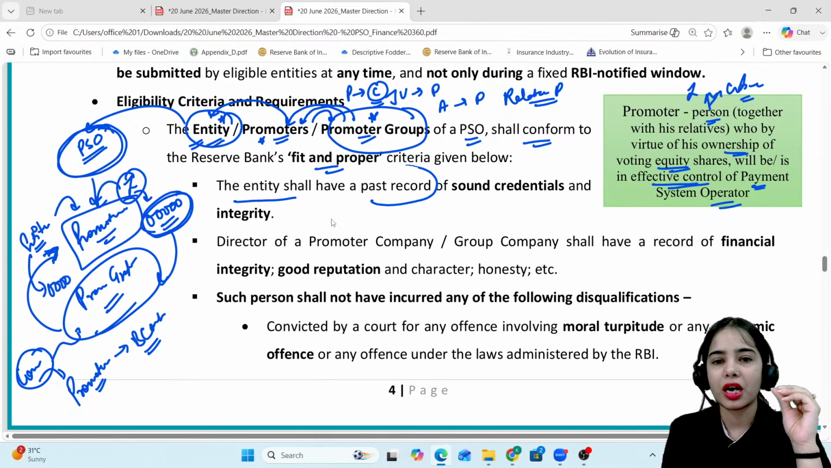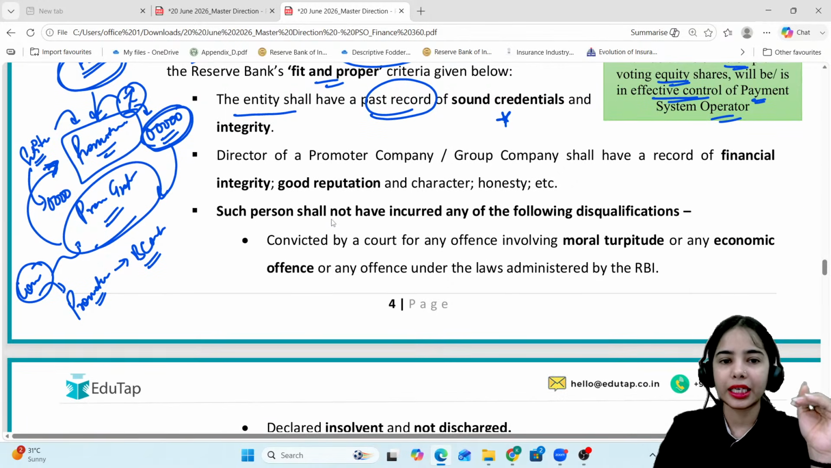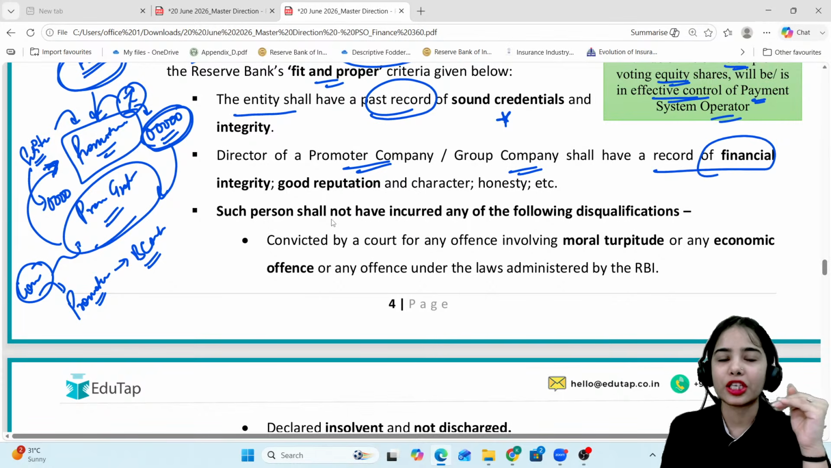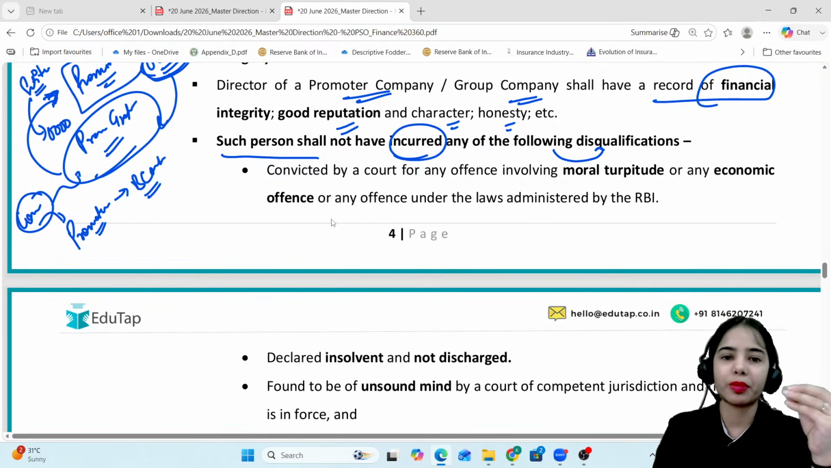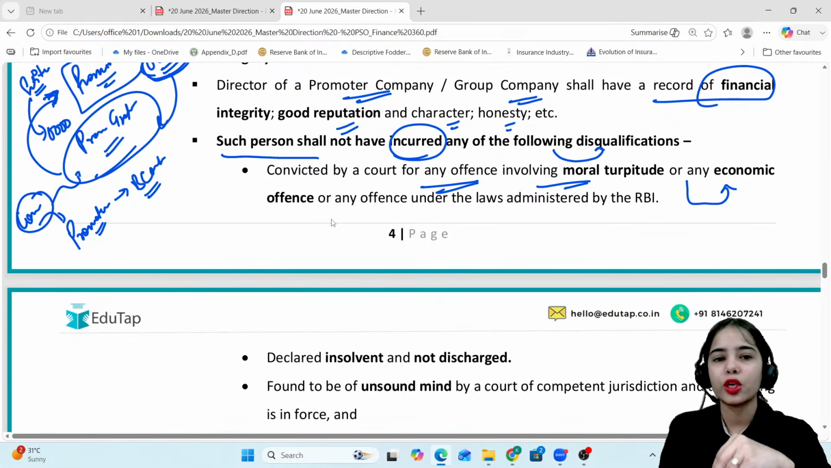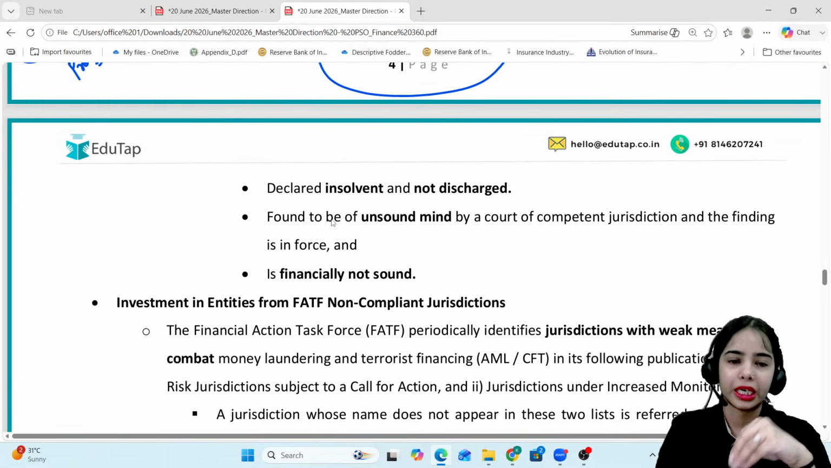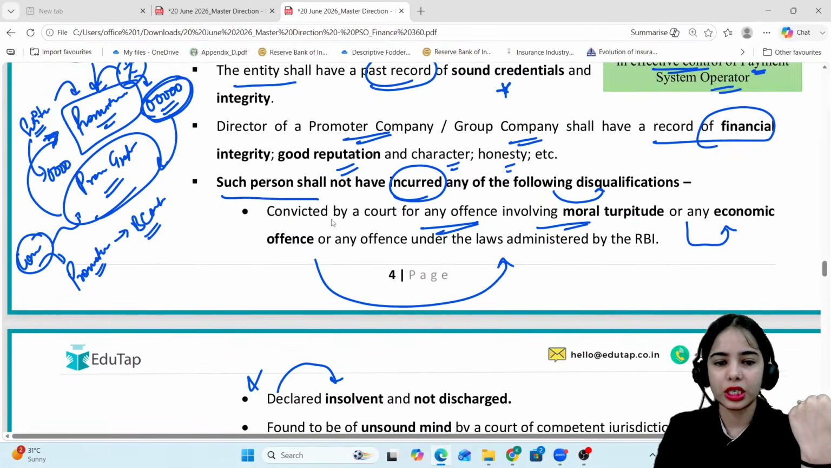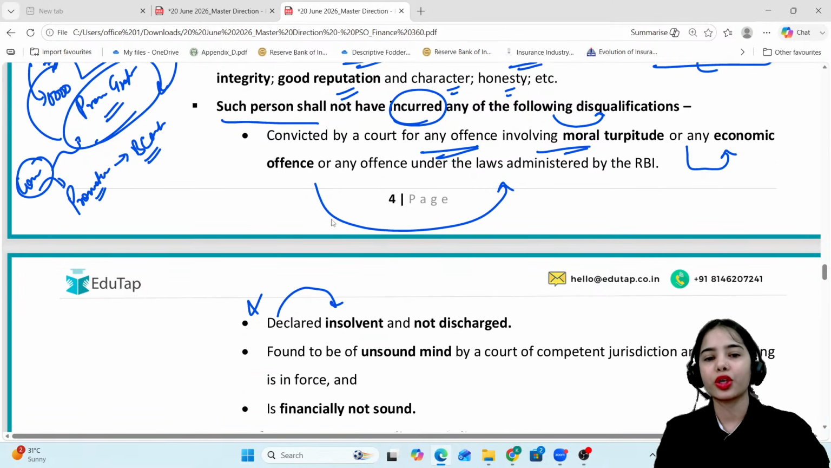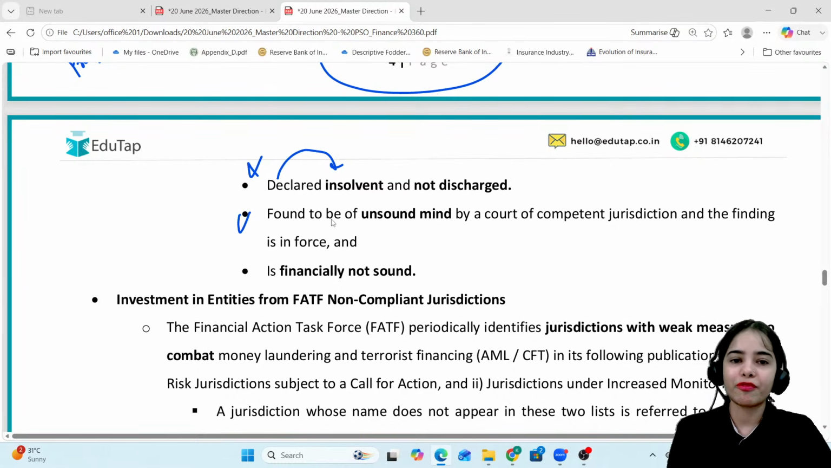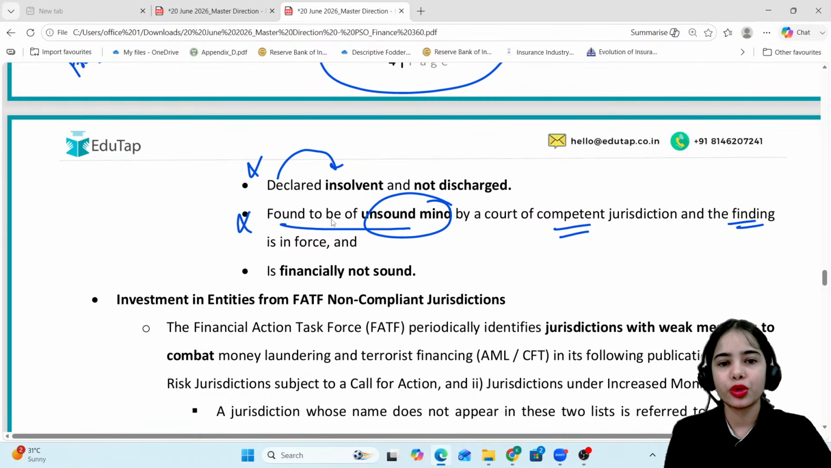That means the entity shall have a past record of sound credentials and integrity. The director of a promoter company or group company shall have a record of financial integrity, good reputation and character, honesty, etc. Such a person shall not have incurred any of the following disqualifications. The person should not be convicted by a court for any offense involving moral turpitude, moral degradation, or any economic offense, or any offense under the laws administered by the RBI. The person should not have been declared insolvent and not discharged. They should not have been found to be of unsound mind by a court of competent jurisdiction, with the finding in force. And they should not be financially unsound.